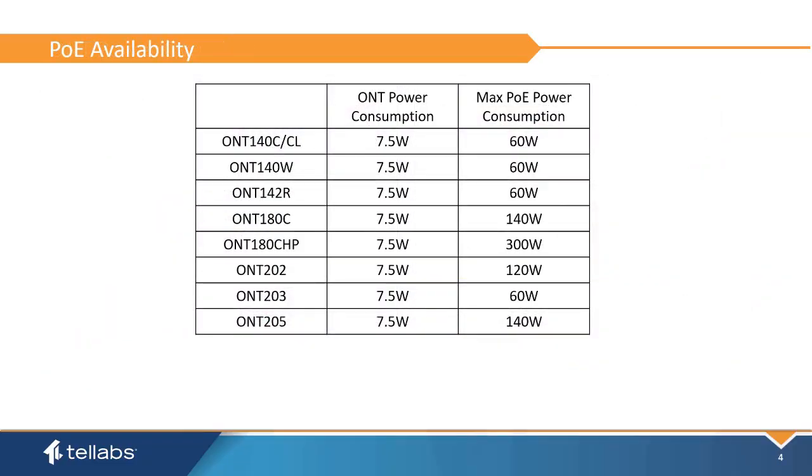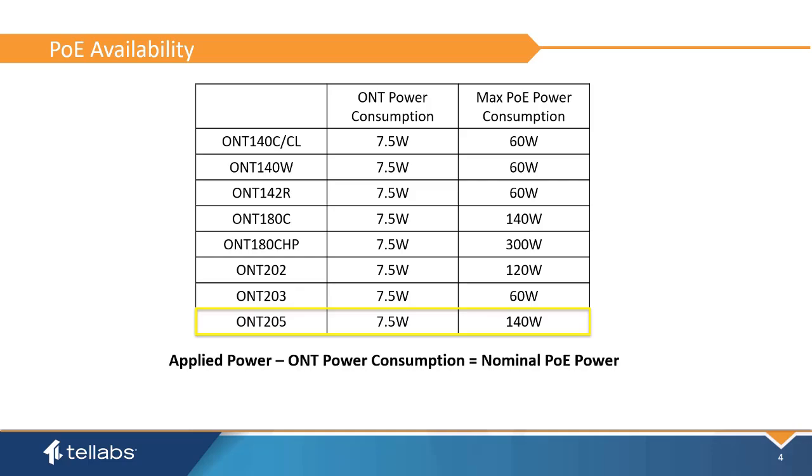Each ONT requires power to support the function of the ONT and to provide power to devices that negotiate power over Ethernet. Available PoE is determined by two factors: the maximum PoE power the ONT is capable of and the amount of power that is consumed by the ONT. For example, if an ONT is capable of supporting 140 watts of PoE, but is only supplied 100 watts of power, available PoE would be the supplied wattage minus the wattage required for the function of the ONT.